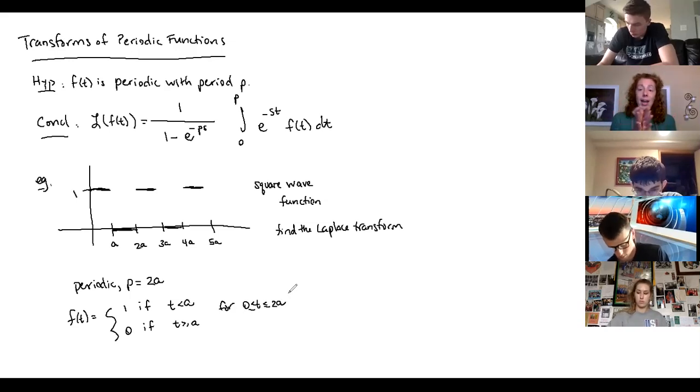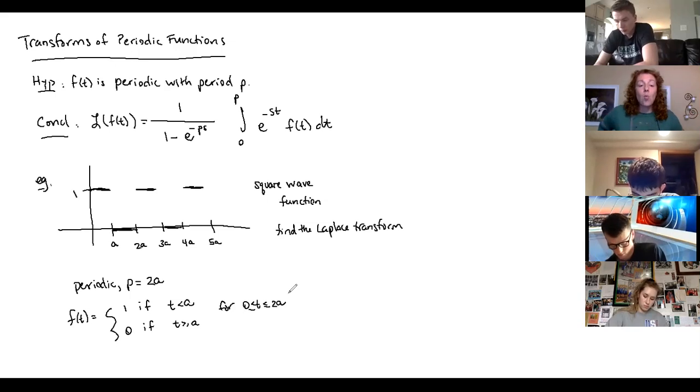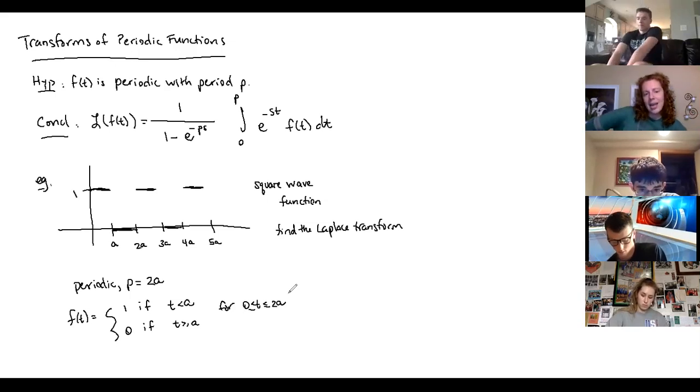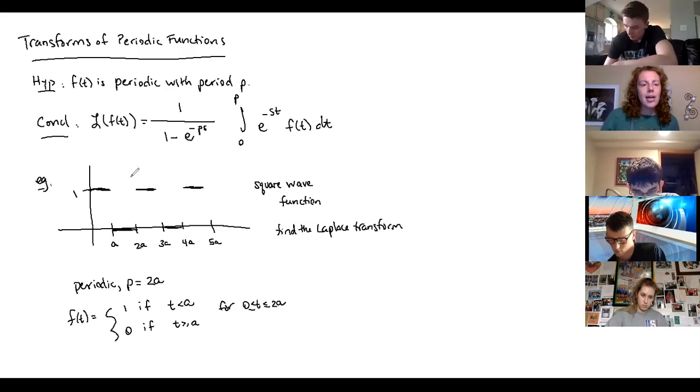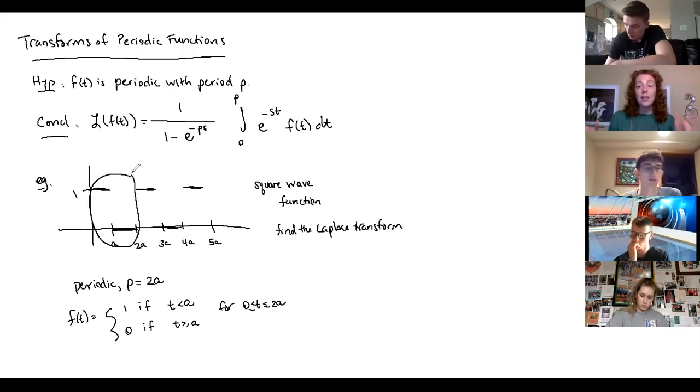So I only have to define my function on one little piece, and then I've got the periodic part that tells me exactly how it behaves for the rest. So we've got 1 if t is less than a, and 0 if t is bigger than or equal to a. Just on this first chunk right here, this first period. That's not the function in general, but that's the function in one period, and that's all I really need.